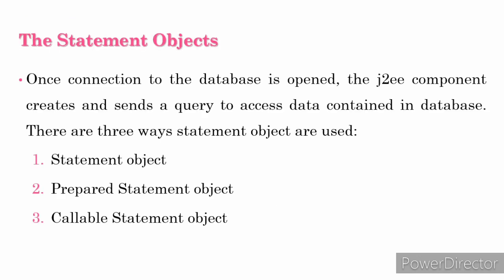Next is statement objects. Once the connection to the database is opened, the J2EE component creates and sends a query to access the data contained in the database. There are 3 ways the statement object can be used. The first one is a statement object, next is a prepared statement object, the third one is a callable statement object. For your syllabus, only statement object and prepared statement object will be there. We will discuss that.